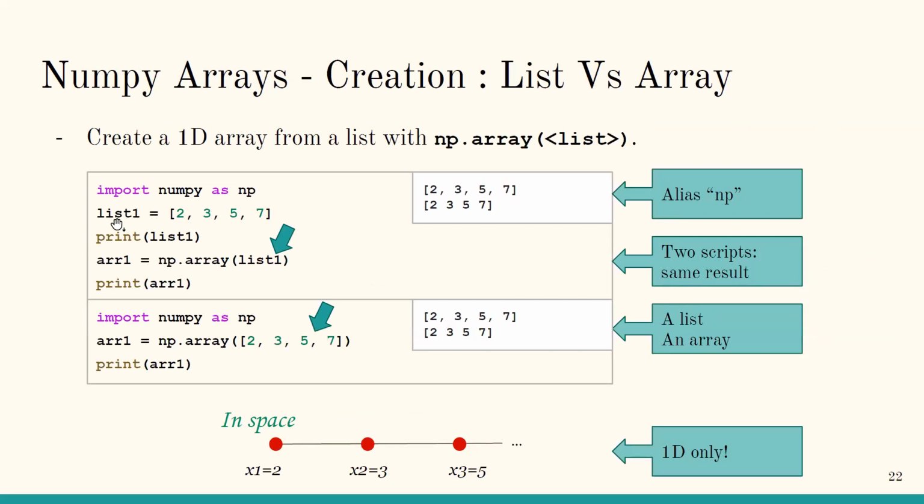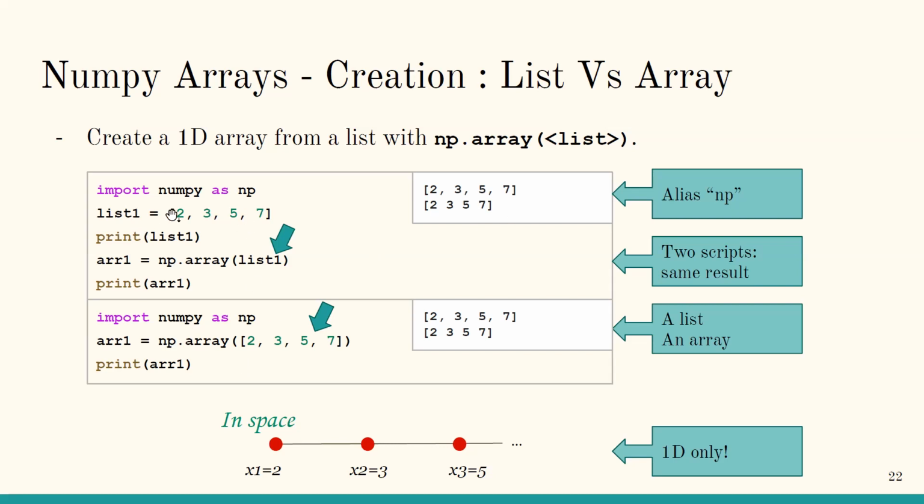Okay, so again, we started with a list 2, 3, 5, 7, and then turned that into a NumPy array by using this np.array function. Again, remember that they are not the same. The one with the commas is a list. The one with the spaces is the NumPy array.